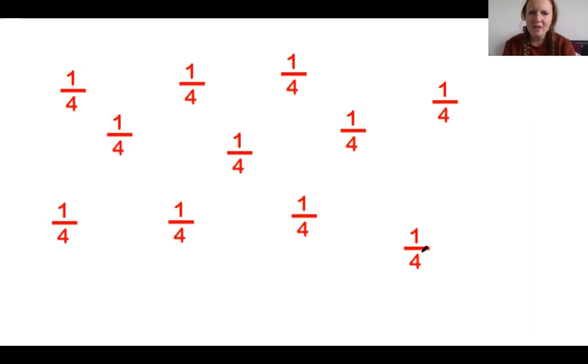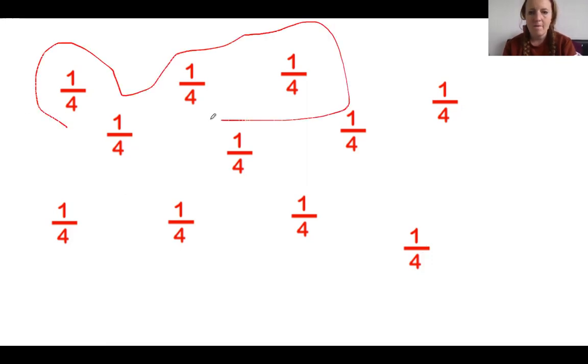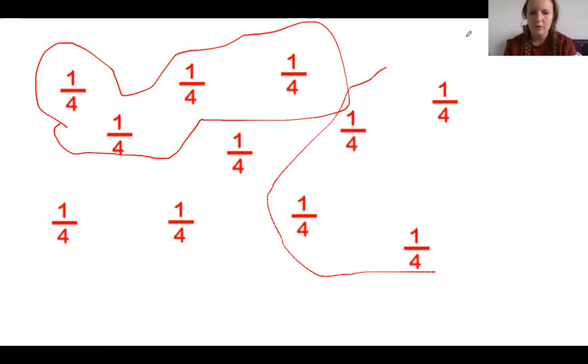But how many quarters does it take to make one whole group? It's not 1, it's not 2, it's not 3, but 4 quarters would make one group. And that's exactly what you need to do today. So this, 1, 2, 3, 4, that would be one group. Well, look, here's another group, 1, 2 quarters, 3 quarters, 4 quarters. Oh, and I have 3 left over.